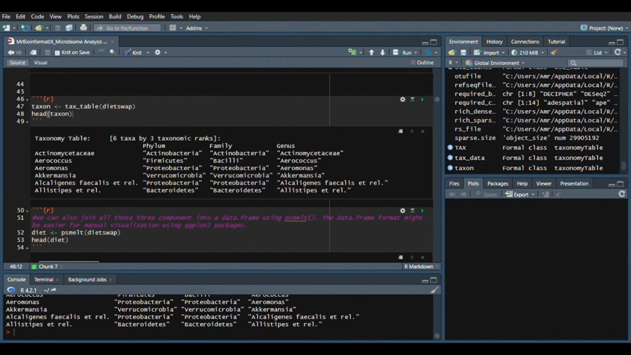Great! So now what's taxon? Taxon is the name of the microbial species or group. It indicates the name of the microbial species or group. But how is this output important? The presence of multiple phyla, like actinobacteria or proteobacteria, indicates a diverse microbial community, which can be important for various ecological functions and health implications. We can combine the 3 components into a data frame using the psmelt function.